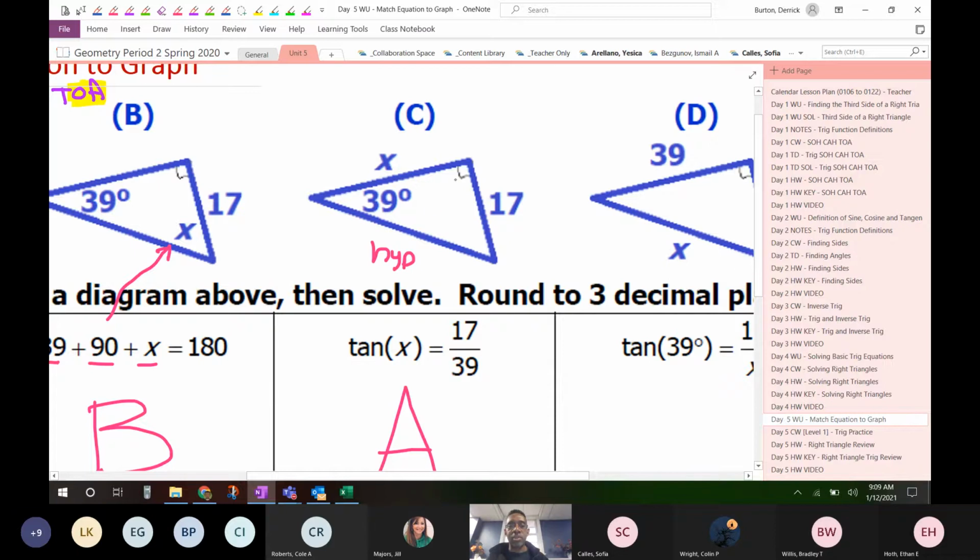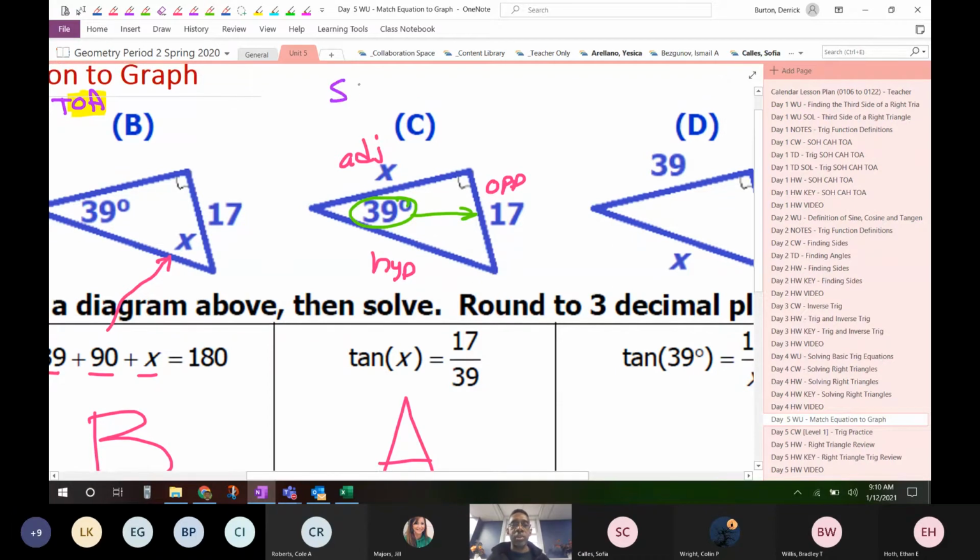This is the hypotenuse, across from the 90 degrees, of course. Circle the angle you're dealing with. Draw an arrow. That arrow is pointing at your opposite side. The other side is adjacent. So SOHCAHTOA is what I'm talking about.